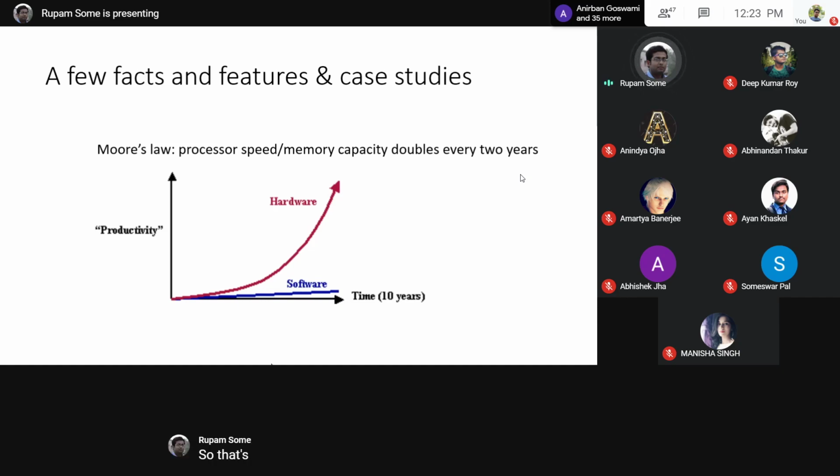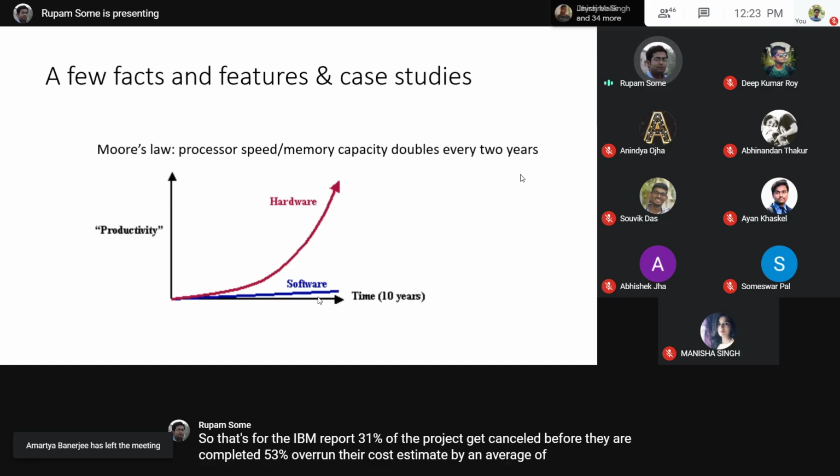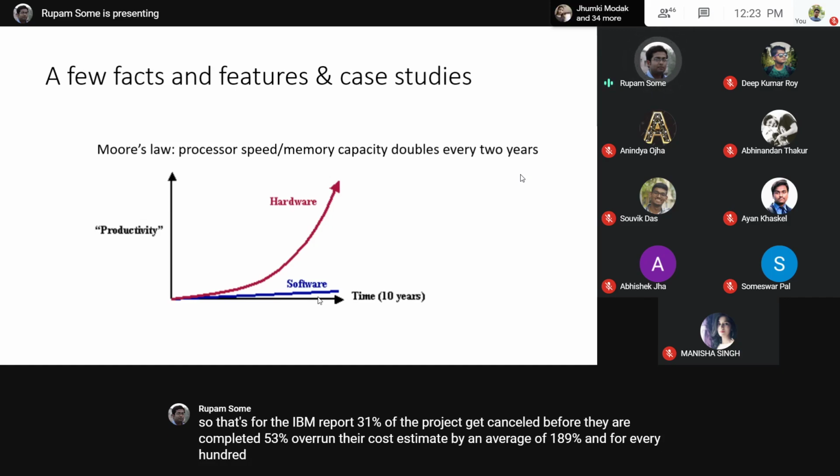The most important thing is there's a law called Moore's law, that processor speed or memory capacity doubles every 2 years. That means the speed of development of hardware is pretty high with respect to the speed of development of software, as you can see in this graph. Can you imagine, every 2 years processor speed or memory capacity doubles. So if you want to keep pace with this, the style of development and the technologies that you use to develop a product should also be changing rapidly.